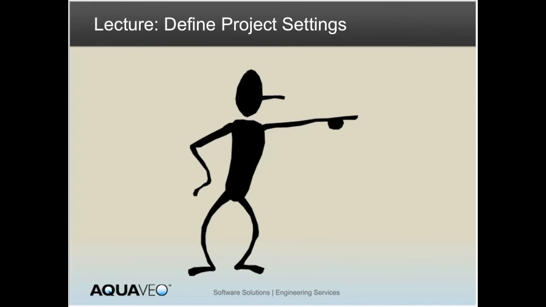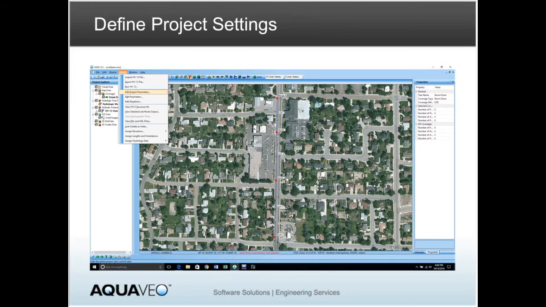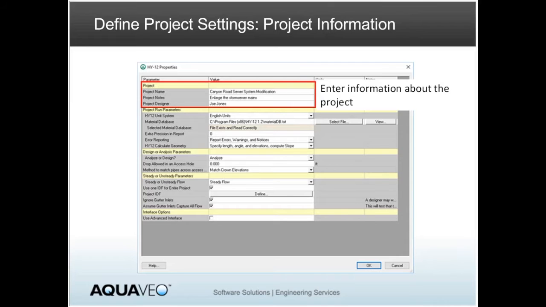We're going to go back to the lecture, and now I'm going to describe how to define the project settings in an HY-12 model. So we're going to talk a little bit about project settings. To access the project settings, you select the Edit Project Parameters command from the HY-12 menu in the Storm Drain or Hydraulic Modeling module. In the HY-12 Properties window, you first enter general project information that applies to your entire project. First, you'll enter information about the project in the project name, notes, and designer fields.